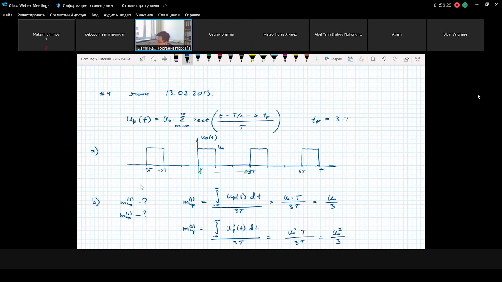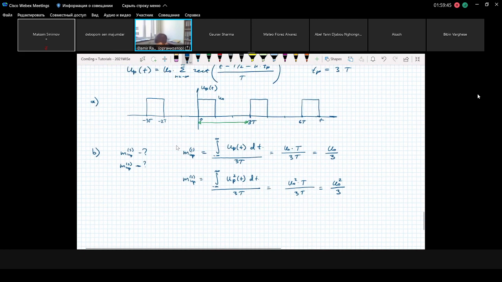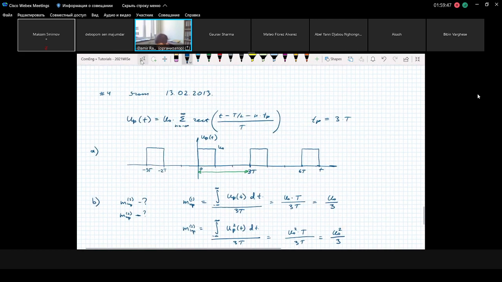Okay. What else for this task? So we have the first and second moments, okay. And second, we need to find the power spectrum. Right. We know how to do this. I can copy our original signal.